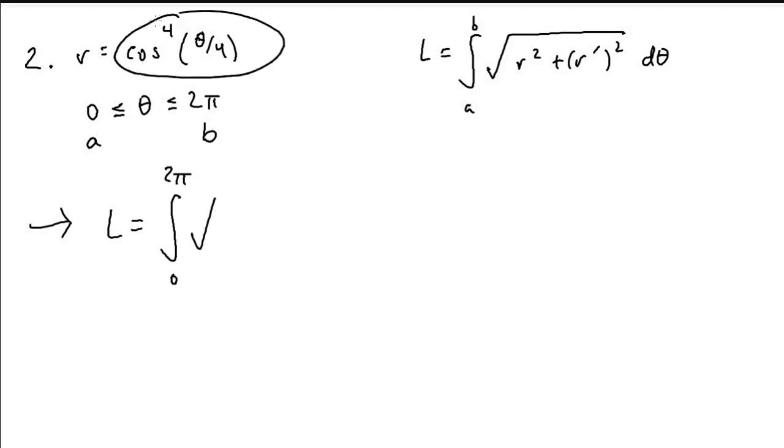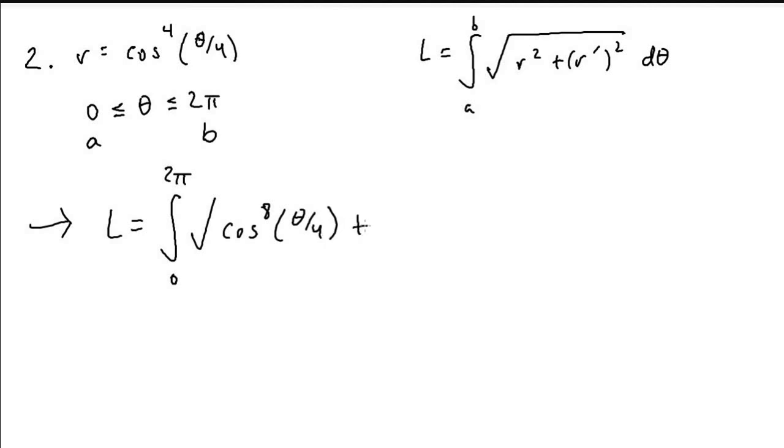So if r is cosine to the 4th, then r squared will be cosine to the 8th of theta over 4, plus r prime. So once again, if r is equal to cosine to the 4th, then r prime is going to be equal, now we have to use the chain rule here, so bring the power down, 4 times cosine of theta over 4, and subtract the power by 1, so to the 3rd power, and then times the derivative of the inside, and the inside is cosine of theta over 4, and the derivative of that is negative 1/4 sine of theta over 4.